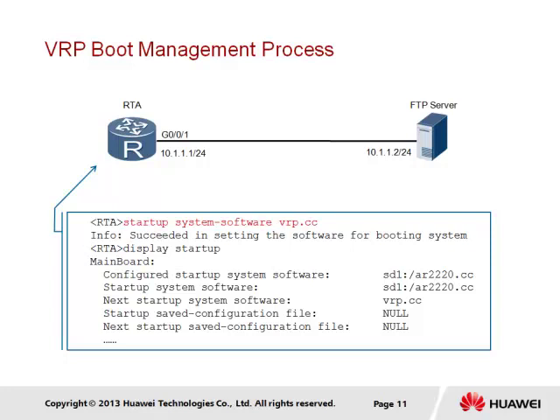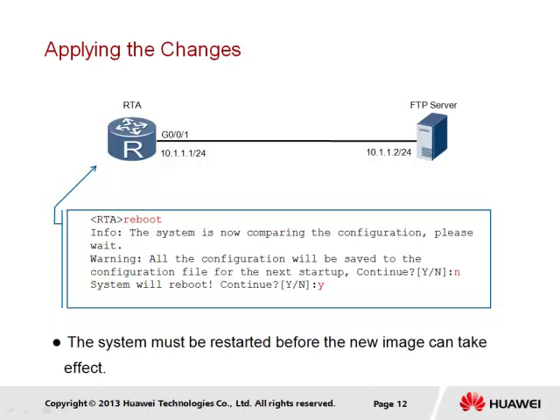Once this command has succeeded, the display startup command can be used to view the resulting changes. In particular, we should look at the next startup system software option, which now shows vrp.cc as the VRP image that is to be used following restart of RTA. When it has been confirmed that the correct VRP image has been configured for use during the next restart, the device should be restarted to allow all the changes to take effect.